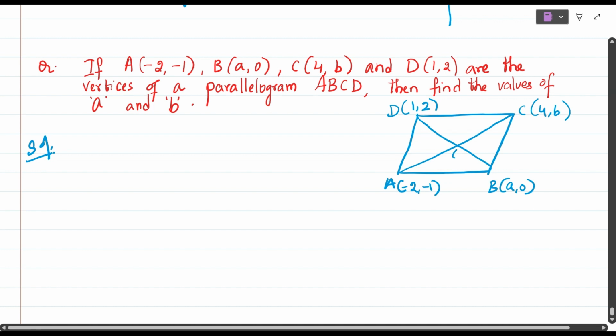These diagonals intersect at point O. Here also, for a parallelogram, diagonals bisect each other.